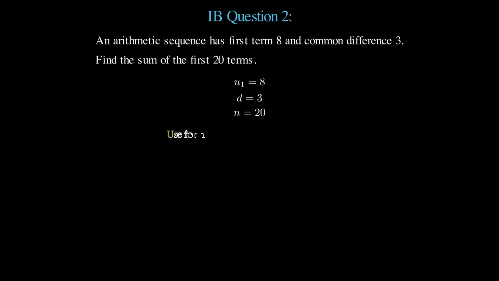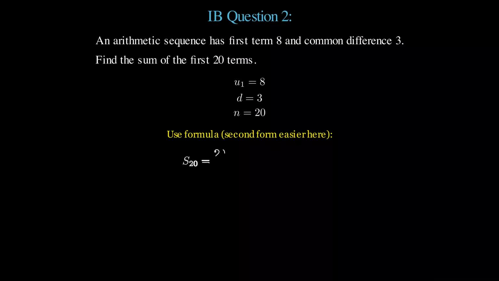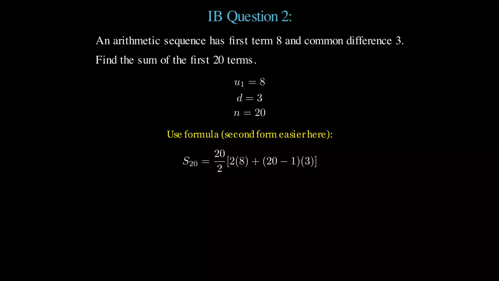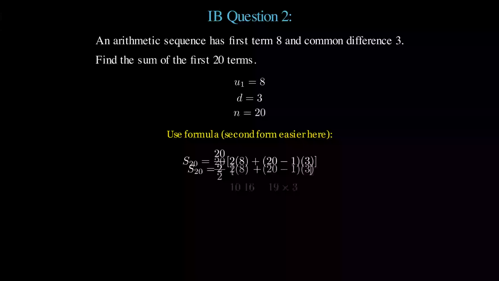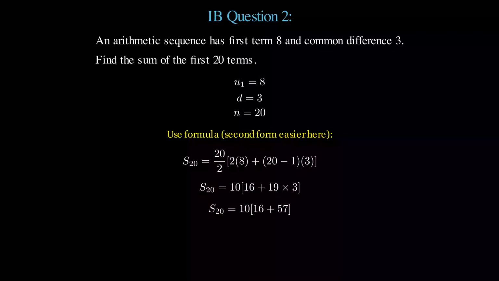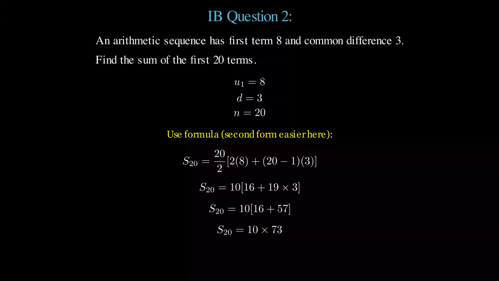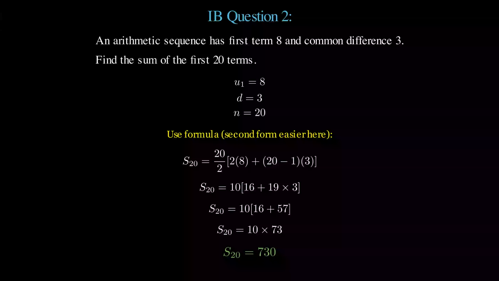Since we know u_1, d, and n, we'll use the second form of the sum formula, where S_20 equals 20 over 2 times (2 times 8 plus (20 minus 1) times 3). This gives us 10 times (16 plus 19 times 3), and when simplified, we get 10 times (16 plus 57), which then equals 10 times 73, which hence equals 730.